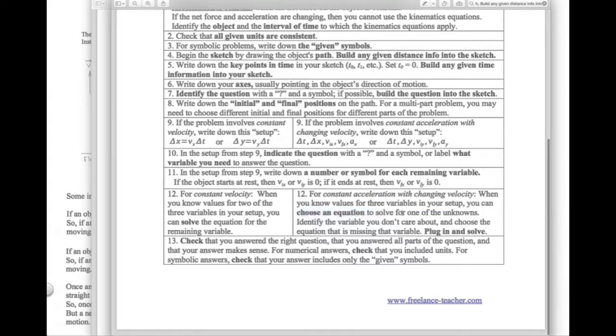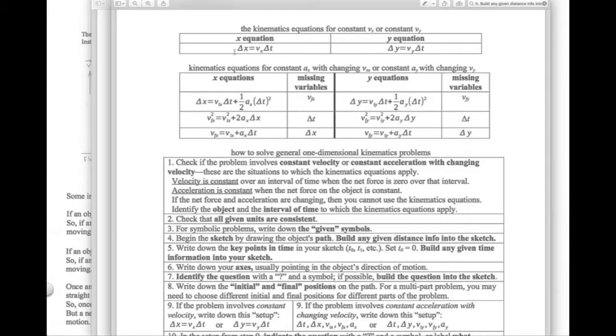So let's go through the process of choosing a kinematics equation. Now, we want an equation that includes these 3 known values, and we also want to pick an equation that has v final y, because that's what we need to figure out. So the variable we don't care about here is delta t. We need to pick the kinematics equation that's missing delta t. Remember, we're using this box of equations because this is the box with constant acceleration and changing velocity.